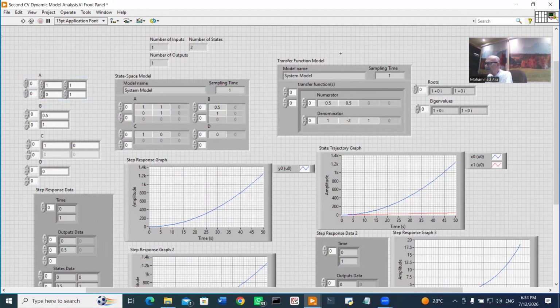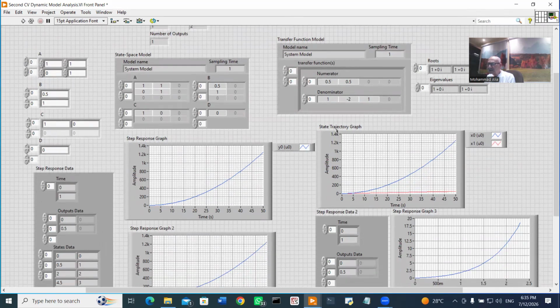I have converted the state space model to a transfer function model. Of course, as we have two variables, we shall have two roots. As you see, this is the denominator, and we shall find the roots here. These are the coefficients, but not the roots. Anyhow, the system is still unstable because we have one coefficient negative.